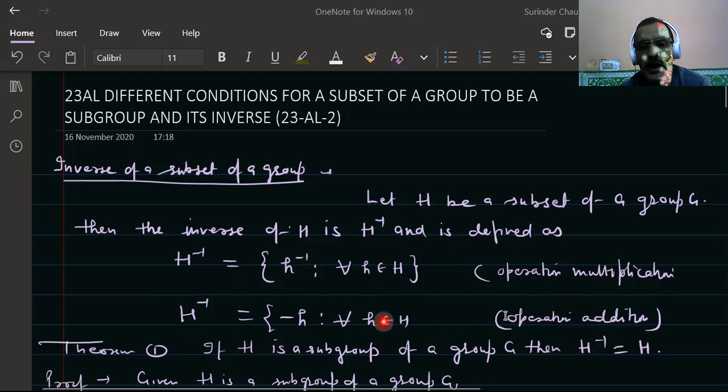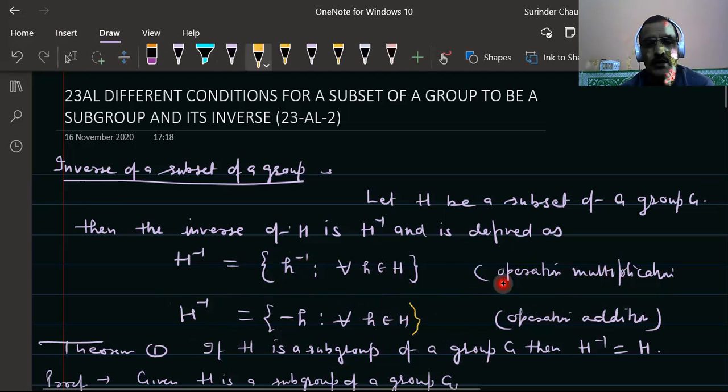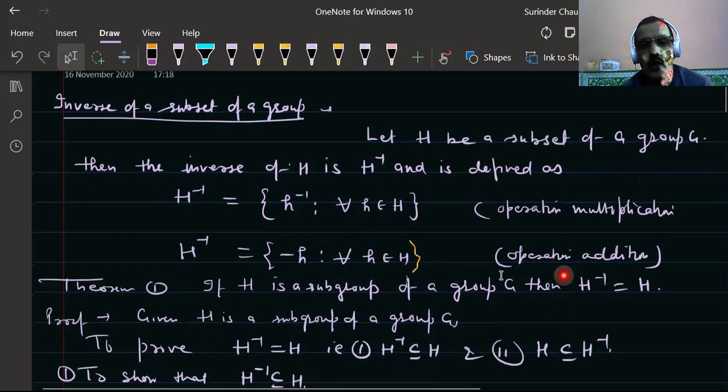If the binary operation is addition, and H is a subgroup of G, then H inverse will be the set of all minus h such that h belongs to H. H is a subset of a group G. This is under the binary operation addition and this is under the binary operation multiplication. Now theorems from this.